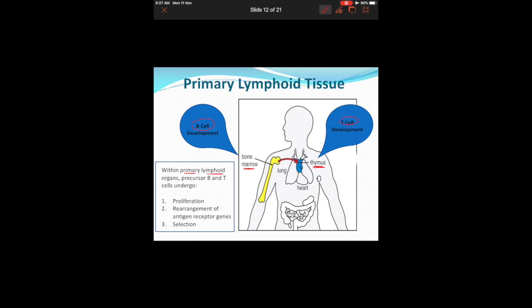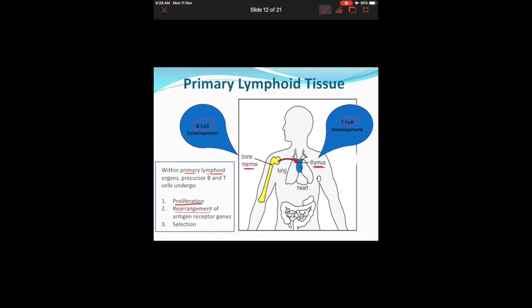So within these primary lymphoid tissues, the stem cells undergo proliferation to seed new B and T cells. They undergo rearrangement of these antigen receptor genes to produce a functional surface antibody receptor or a T cell receptor. At this stage, I must mention that T cells, even though they don't have these antibody structures, have a receptor which is also composed of V, D, and J, just like the B cell rearrangements.